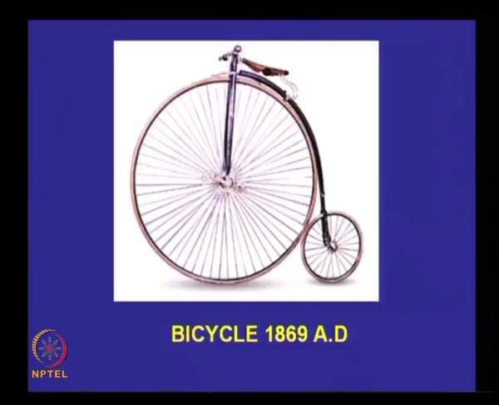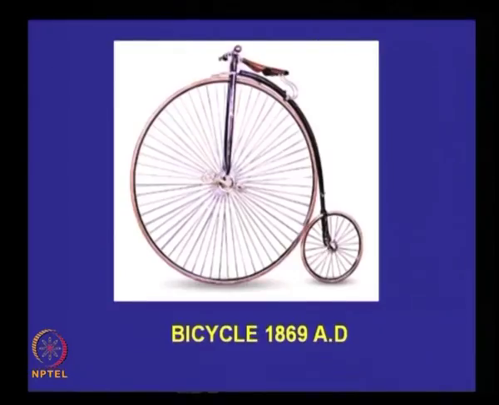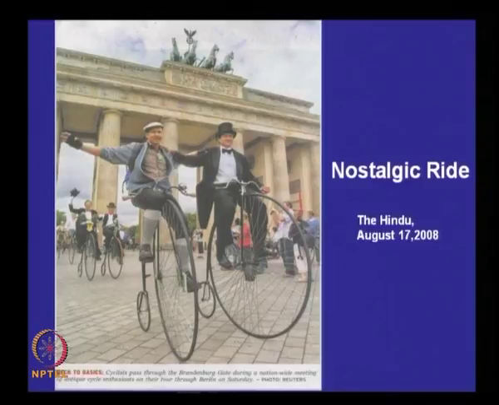But we should learn to understand this kind of technological development, and understanding, appreciating technological development is well known in Germany. For example, recently the invention of bicycle technology was appreciated and celebrated in this way in Germany. You can see the same version of bicycle used in procession near a gate which is very well known in the history of Germany, Brandenburg Gate in Berlin. Of course, this was published in the Hindu, our national newspaper, on August 17, 2008.